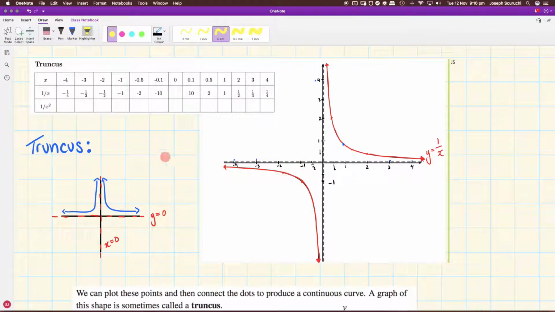Alright, so in this video we're just recapping what we went over in class, specifically about the truncus. The very first bit of key information you need to know is that a truncus has the rule 1 over x squared. The second key information is what the truncus looks like. It looks a bit like a trunk. That's how you can remember it. Trunk.